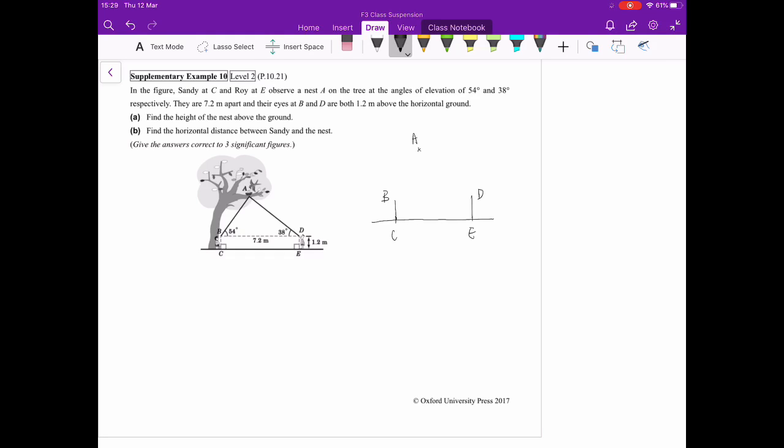Okay, draw lower. And this is the dotted line.